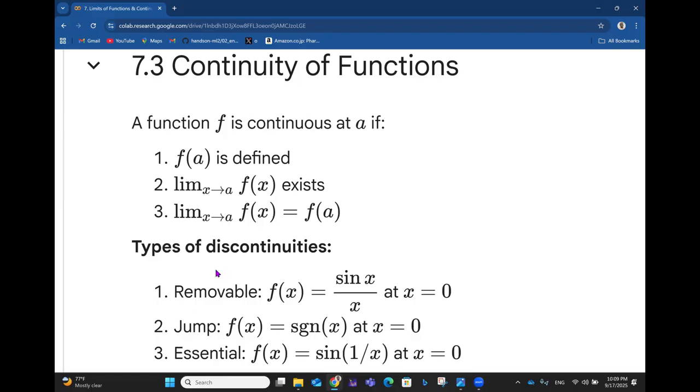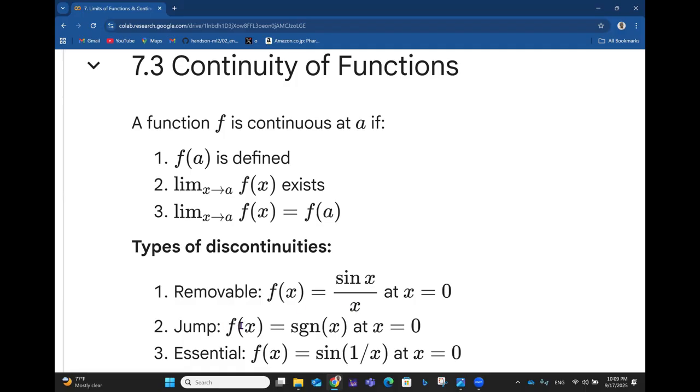We have what you call a removable discontinuity, for instance f of x equals sine x over x at x equals 0. At x equals 0, you have a removable discontinuity for sine x over x. What happens in that case is that sine x is 0, and that is not the problem. The problem is that the denominator is 0, and you cannot define it. If you divide by 0, it will be undefined. So you have a removable discontinuity at that point.